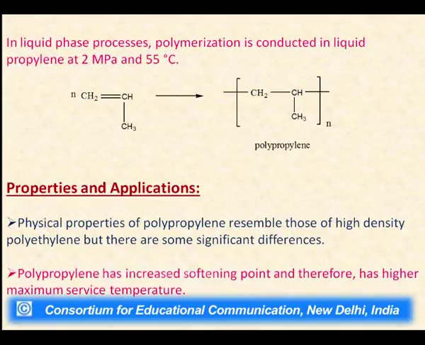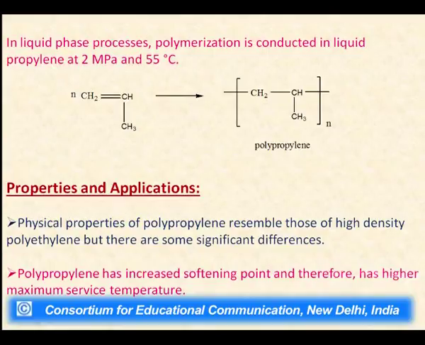In liquid phase processes, polymerization is conducted in liquid propylene at 2 megapascal and 55 degree centigrade temperature. Pressure and temperature are controlled. This is the equation in which the monomer propylene polymerizes to give us the polypropylene polymer.